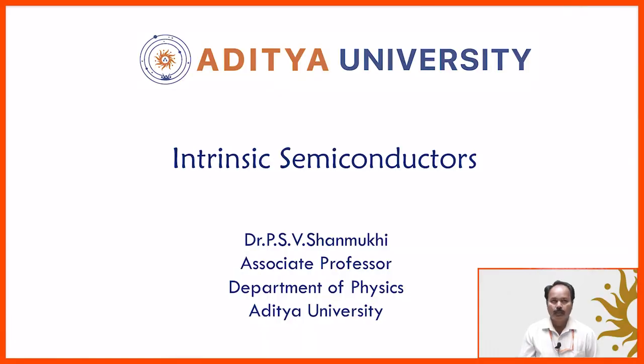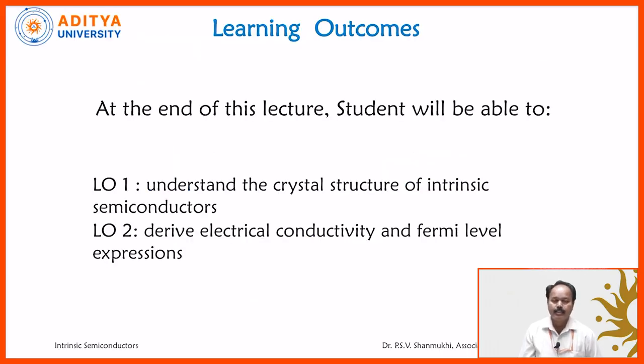Now I am going to explain about the intrinsic semiconductors. Generally, the electrical resistivity or conductivity of a solid varies in between the conductivity of conductors and insulators. Such kind of materials are said to be semiconductors. At the end of this lecture, the student will be able to understand the crystal structure of intrinsic semiconductors, and derive the electrical conductivity expression and Fermi level expressions also.